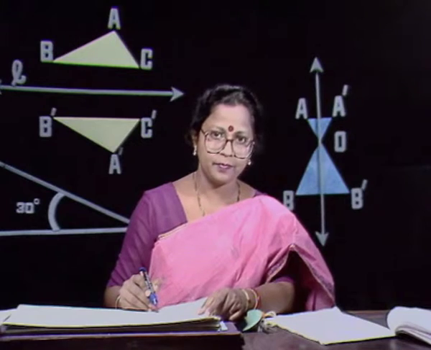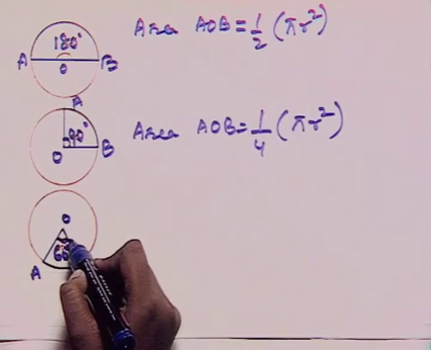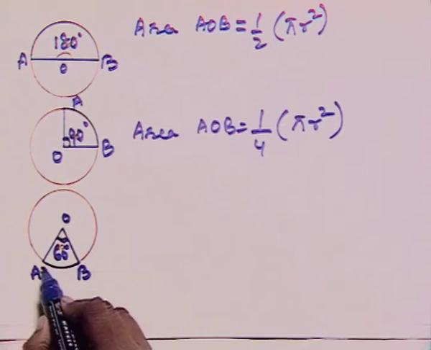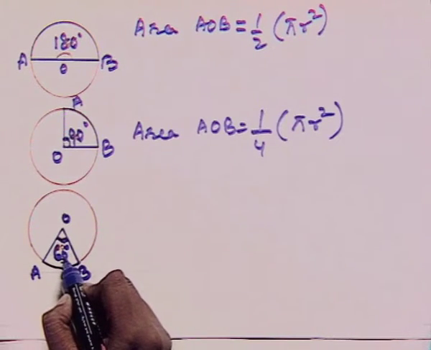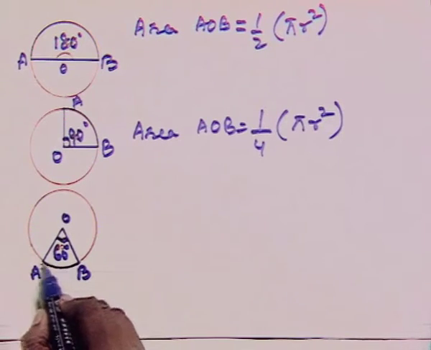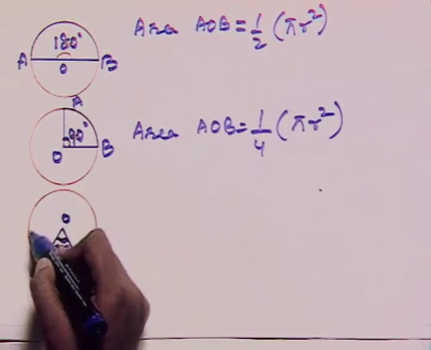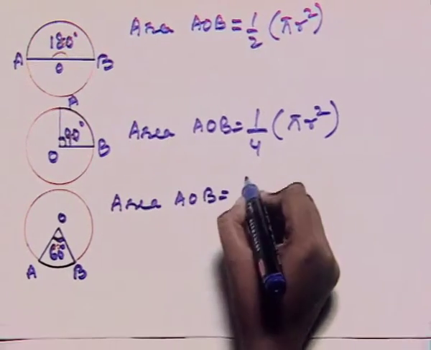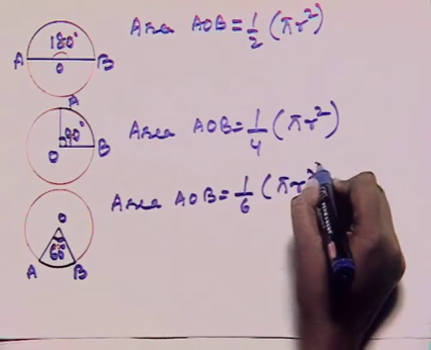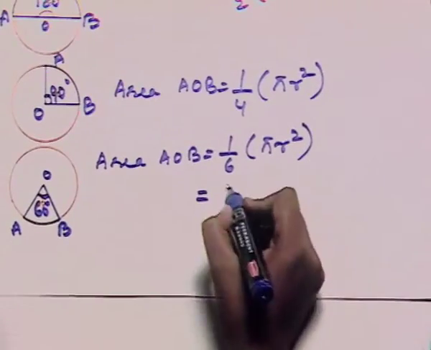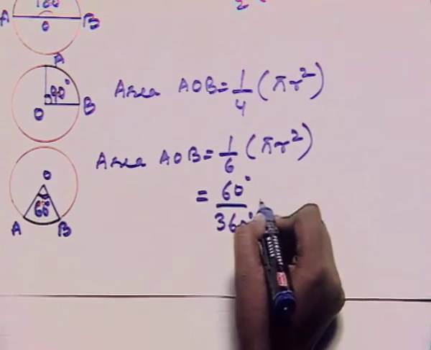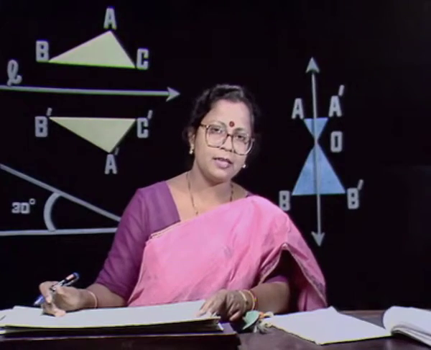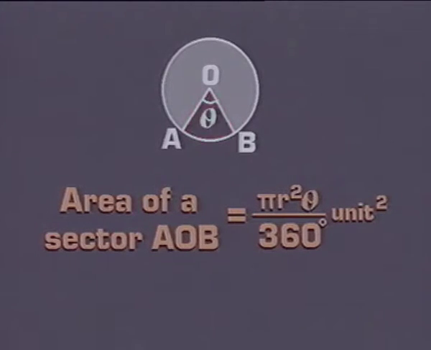By the previous arguments, we can say that since the whole circle is making an angle of 360 degree at the center and this sector AOB is making an angle of 60 degree at the center, therefore, area of this sector will be 1/6 of the area of the whole circle. Thus, we can say area of the sector AOB is 1/6 of the whole area of the whole circle, that is pi r square. Otherwise, we can write it as 60 degree upon 360 degree into pi r square. In general, if a sector is making an angle of theta at the center of a circle, then the area of that sector will be pi r square theta upon 360 degree.